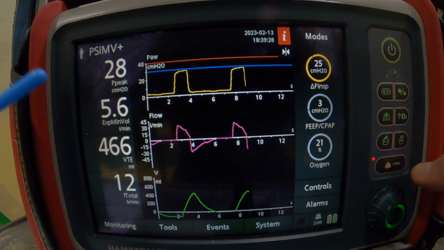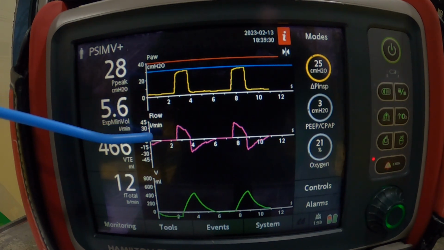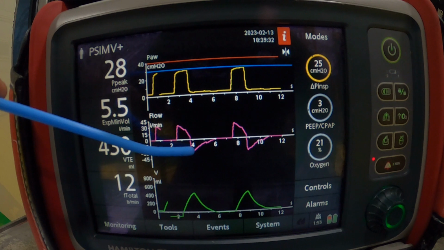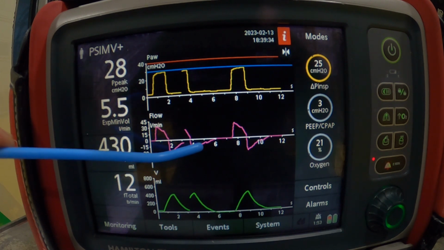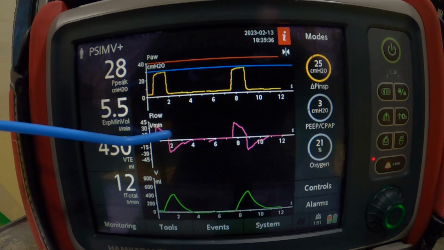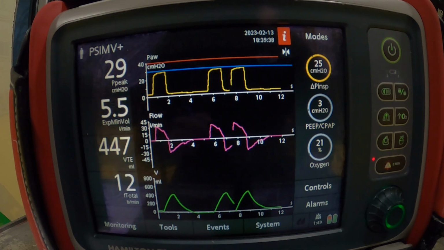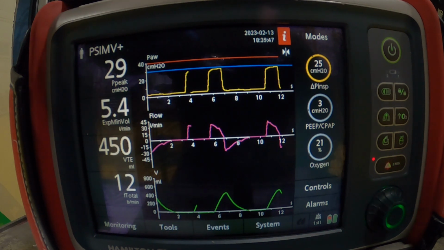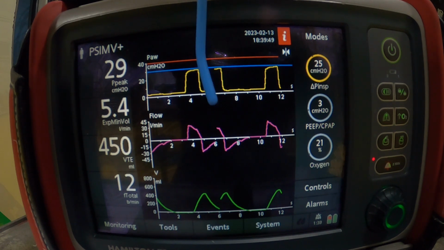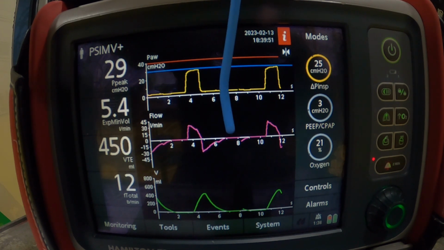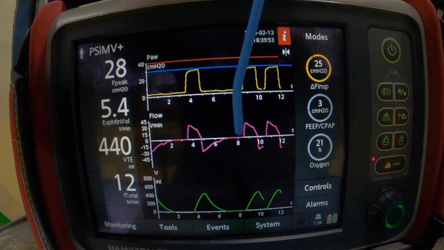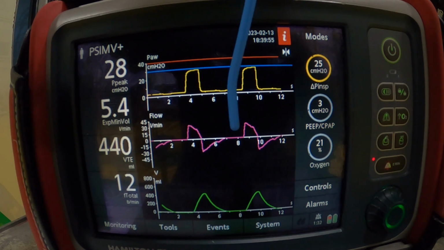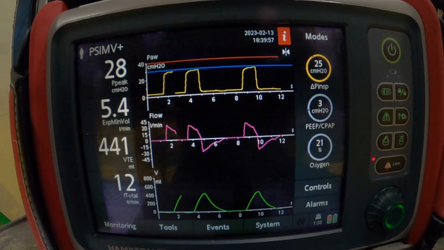Next we're going to look at flow. So inhalation above the line, exhalation below the line. I can see that this is returning all the way to this neutral middle line before it initiates the next breath. What does that tell me? That tells me that I'm allowing that patient to fully exhale before the next breath is triggered. And in fact, if you look, there's a little bit of space in between before it initiates the next breath right here. So that tells me that I can actually increase the rate slightly.